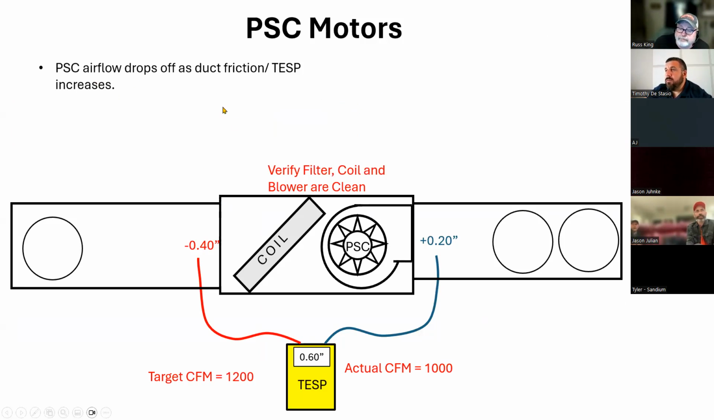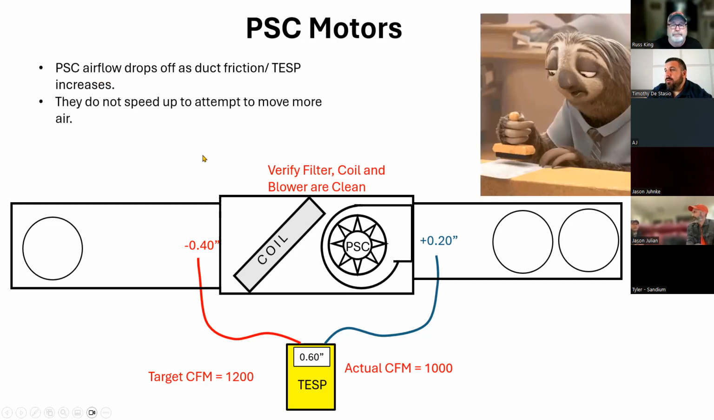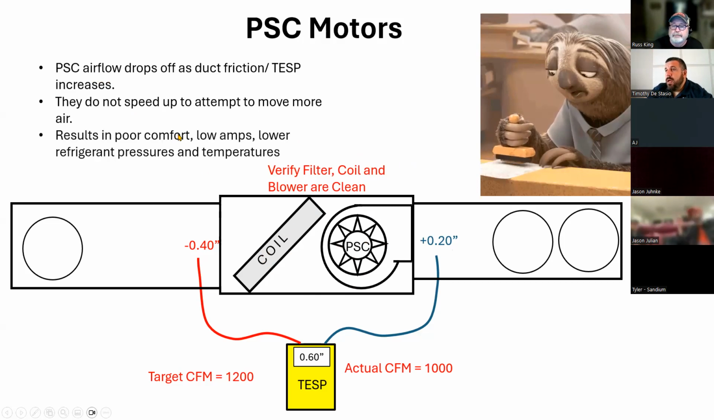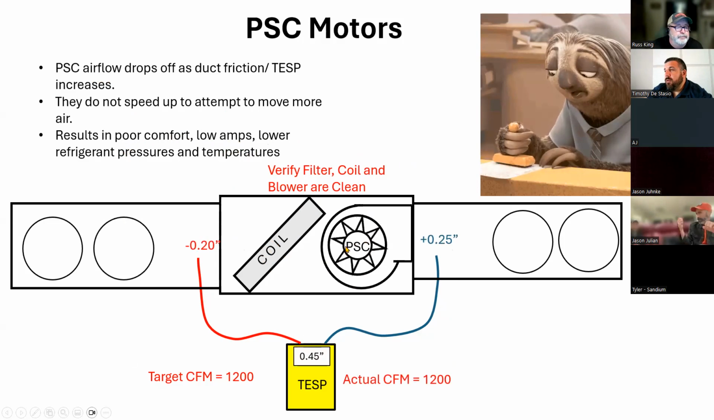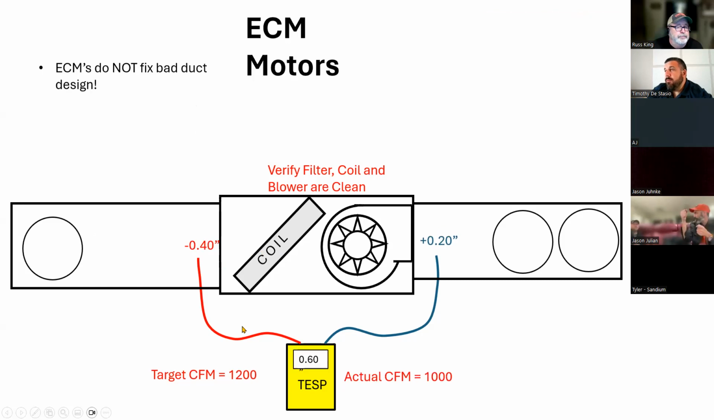So PSC airflows, when we have an increase in static pressure or in duct friction, our PSC blower just moves less air. It doesn't care. It doesn't speed up. It doesn't attempt to move more air. It just does the same thing it always did. It just moves less air. So that results in poor comfort. Yes, it pulls lower amps, but lower refrigerant pressures, temperatures, your system freezes up, it overheats. So when we open up and we free up some of our ductwork, all of a sudden our friction goes down, our static pressure goes down, and we can actually move more airflow.